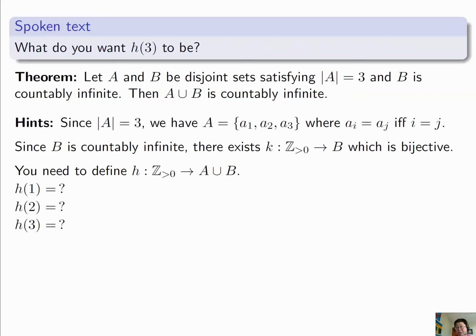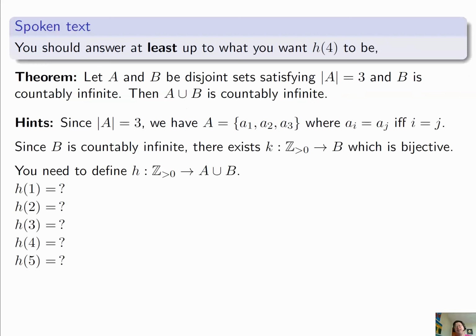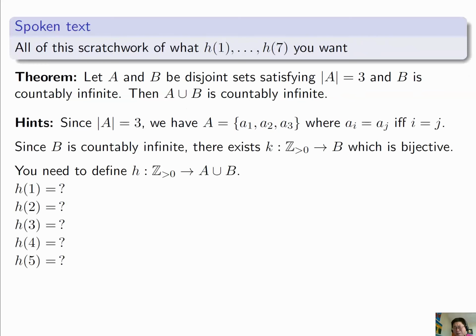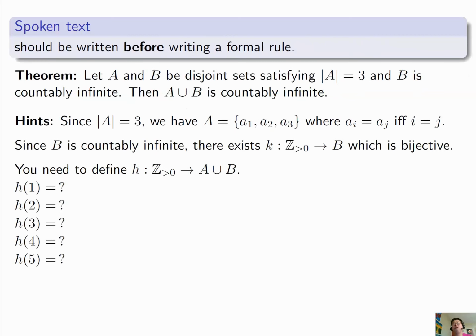What do you want h of 3 to be? What do you want h of 4 to be? What do you want h of 5 to be? You should at least answer up to what you want h of 4 to be, though I'd write up at least up to h of 7 just to be sure. All of this scratch work of what h of 1 through h of 7 you want should be written before writing a formal rule. In the end, you want every element of A union B to be an output of h once and only once.